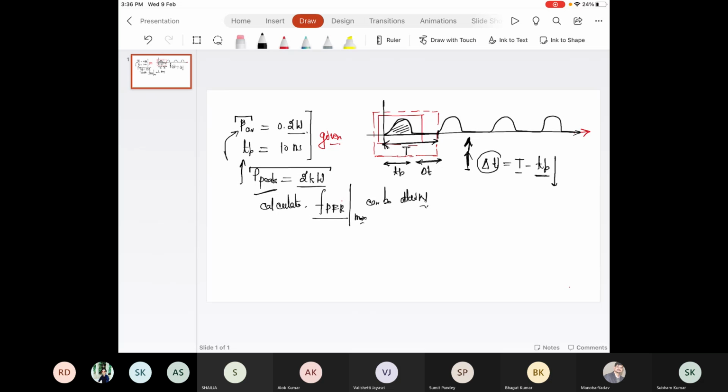And for P average, we consider the entire energy within the entire time period T. So this is the reason why the average power is only 0.2 watt, while for the peak power, the main energy is concentrated only in this place. It is 0 for the rest of the time delta T. So this is the reason why there is a huge difference between the magnitude of peak power and average power.